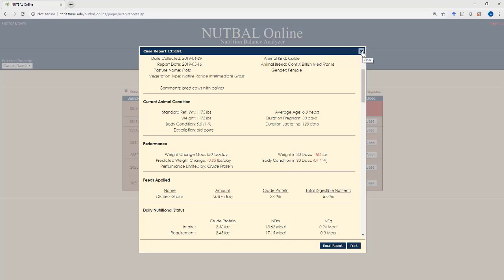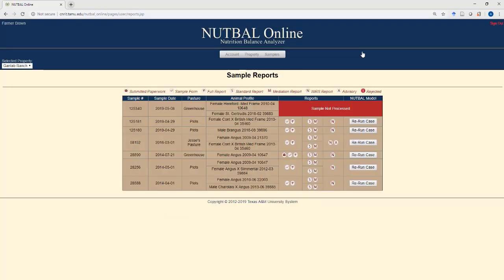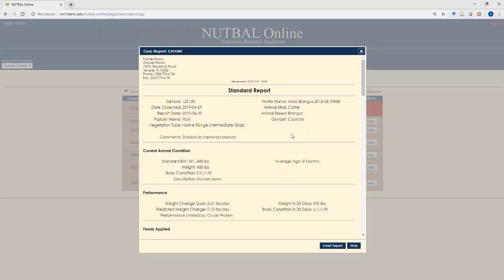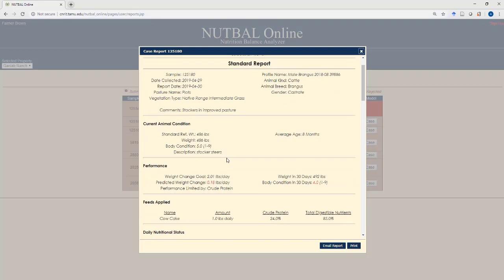And I'm going to pull up another sample report as an example here as well. In this report, just to briefly go over, we have an 8-month-old Brangus steer, and what you're seeing in the performance is that we want it to gain 2 pounds per day, but it's only gaining 0.18 pounds per day. Even though they're still gaining weight, it's showing up in red because they're not meeting our weight change goal, as well as the body condition score is dropping, and that's why you'll also see this body condition score in red as well.